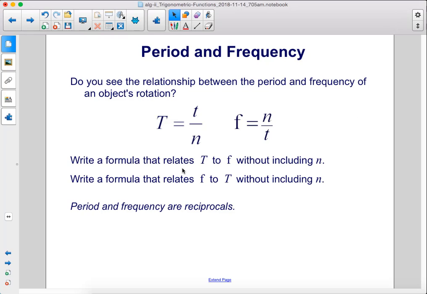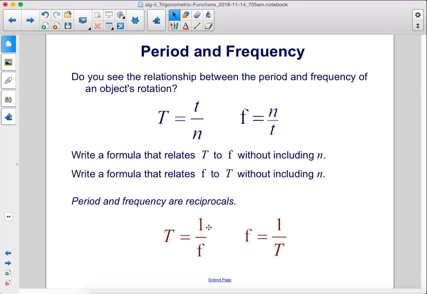Write a formula that relates T to f without including n. Write a formula that relates f to T without including n. As you can see, period and frequency are reciprocals. The period equals 1 over the frequency, or you could write the frequency equals 1 over the period.